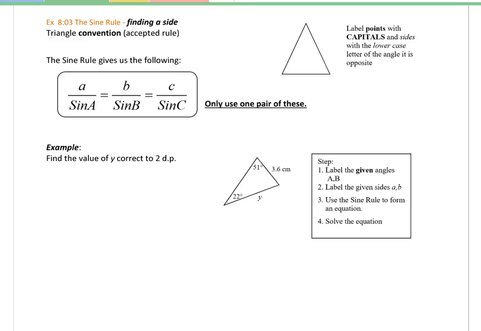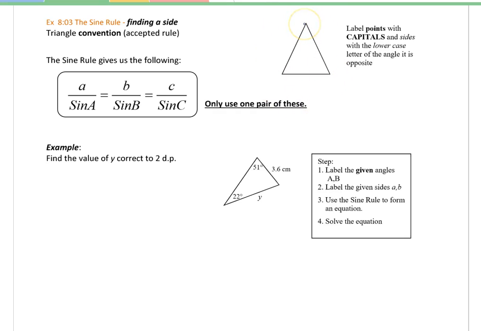In exercise 803, we're going to look at the sine rule, not to be confused with the sine ratio. It's the sine rule. The biggest difference between this exercise and the previous exercises is that we're moving away from right angle triangles. The triangles now will be non-right angle, and you can see that here.